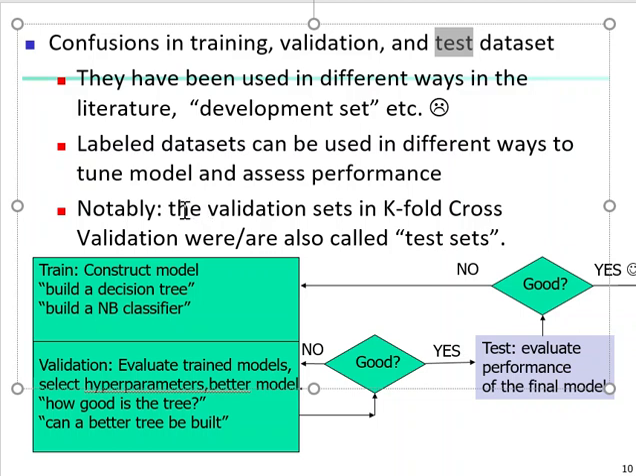Even in some earlier textbooks, the validation data set in the k-fold cross-validation process was called the test set. So this is confusing. This test set is really the validation set, not the final test set. So I make a note here. When you read articles and research publications, this helps you pin down what those data sets really are.